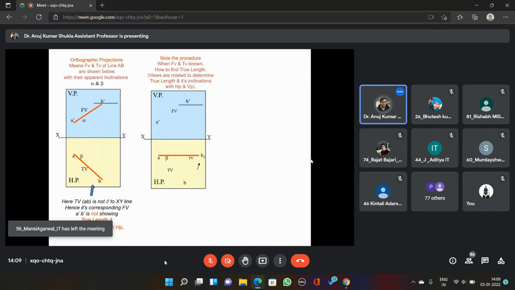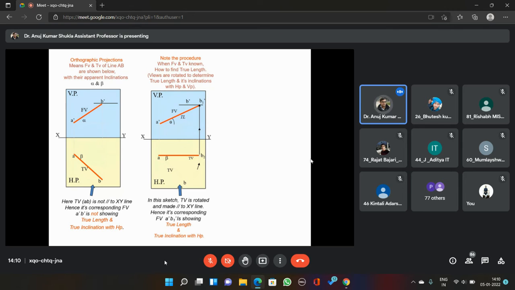So here, can you see? How will you get it? You have to draw B1 dash, making theta angle in this scale. Top view is rotated and made parallel to XY line. Can you do it? Yes or no? In this scale, top view is rotated and made parallel to XY line.